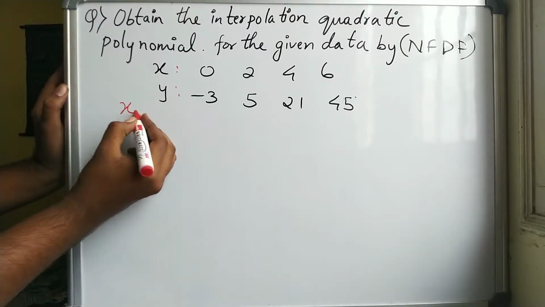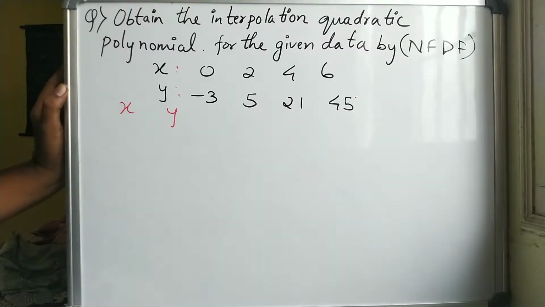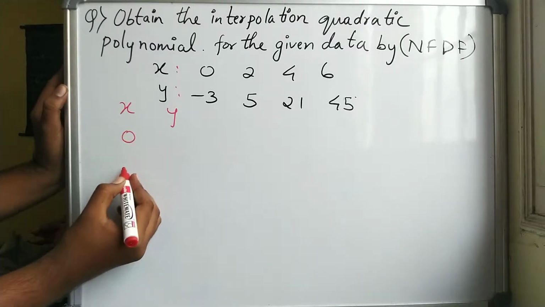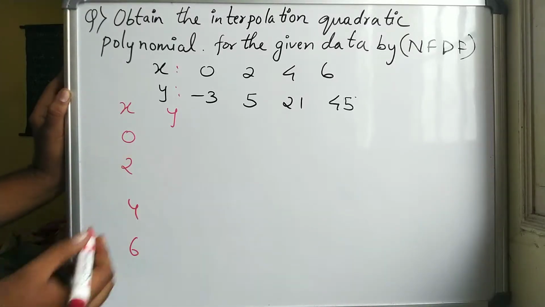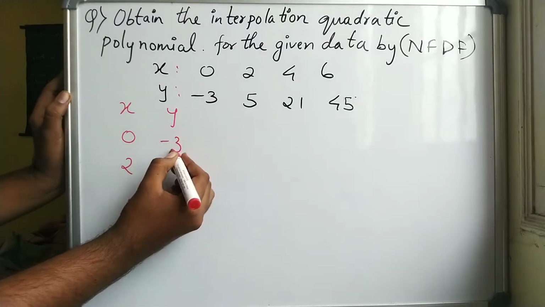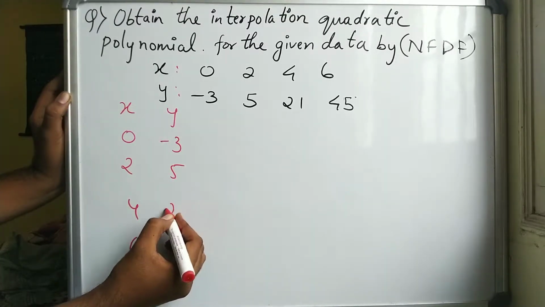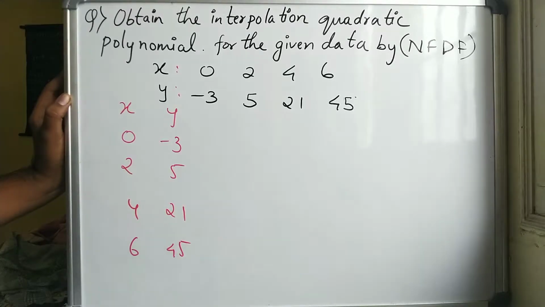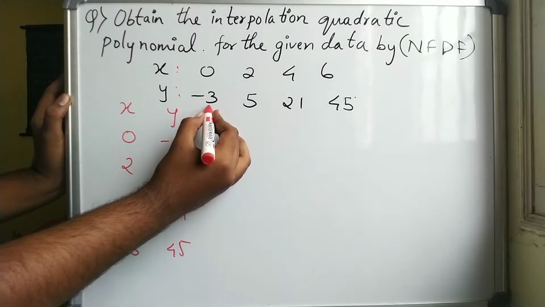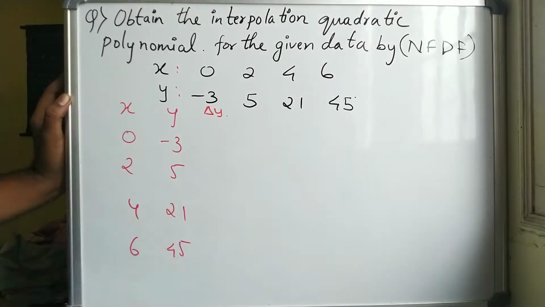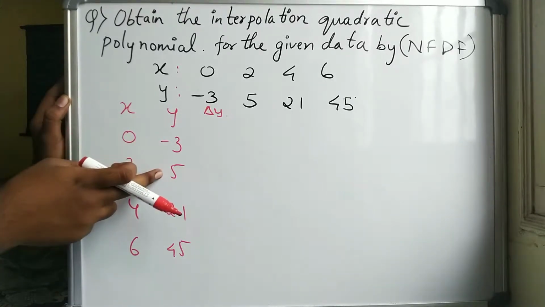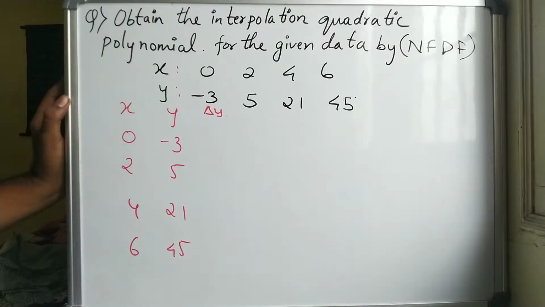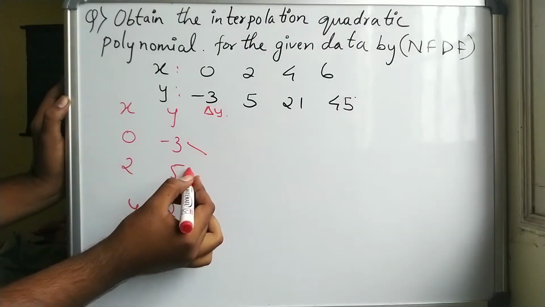So start with x, y. The x values we know: 0, 2, 4, 6. The y values are also given: -3, 5, 21, 45. Now to find delta y, delta y0, delta y1 and so on. Delta y is basically the second one minus the first one, the lower one minus the upper one. So you have to just subtract this.